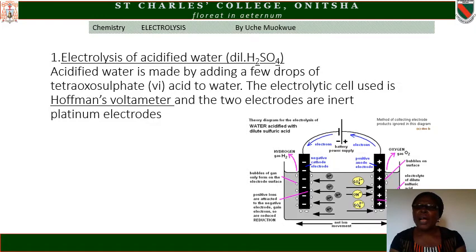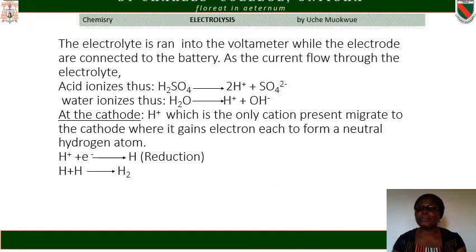My dear students, I would like you to look at the diagram on the screen. The diagram is an electrolytic cell. At the cathode, you will see that we have only hydrogen ion, because in the electrolysis of acidified water, hydrogen ion is the only cation. At the anode, you see tetraoxosulfate(VI) ion and hydroxide ion. They are the two anions present. And you can see the wire that connects the two electrodes to the battery, which is the source of electric current supply.